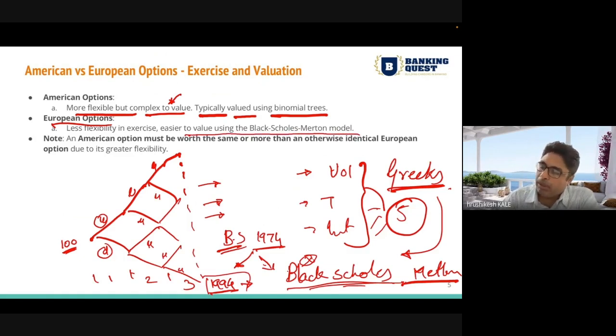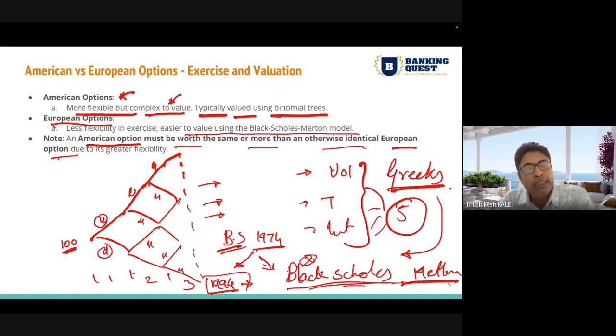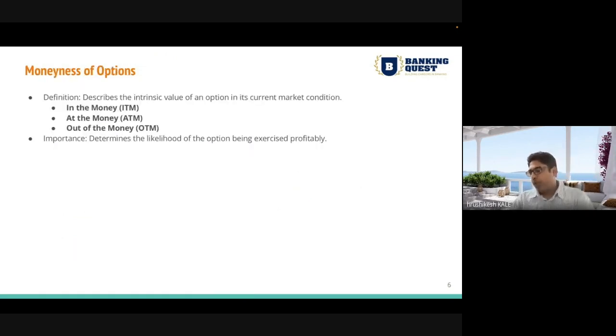Always remember, American options should be worth more or the same as an identical European option because they have an extra flexibility: you can get out of the option or you can exercise the option at any time during the time period given. So an American option must be worth the same or at least more. If not, then there is an arbitrage opportunity available.